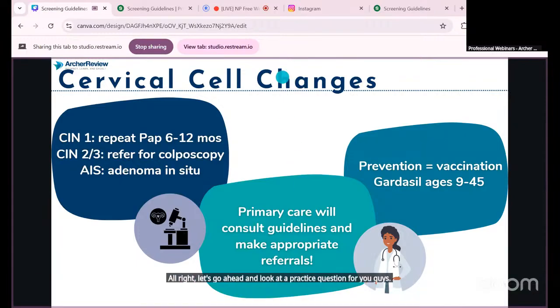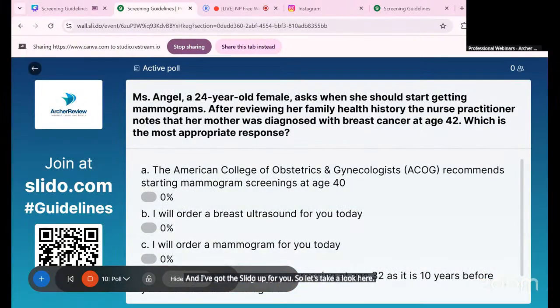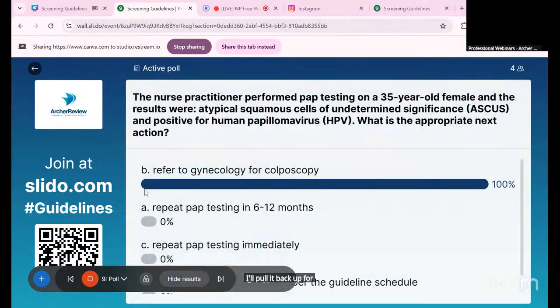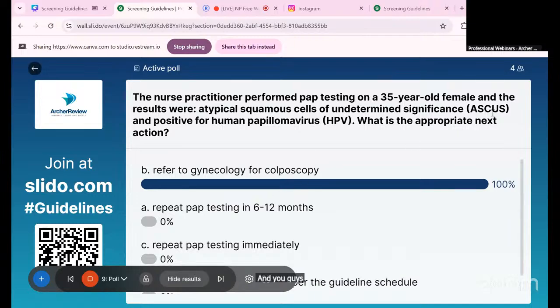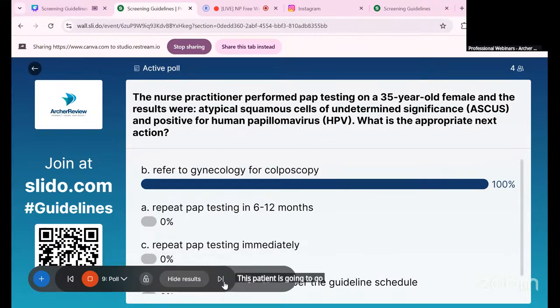And I've got the Slido up for you. So let's take a look here. All right, so y'all did a great job with the PAP testing, right? I'll pull it back up for you for just a second. Y'all got it. You're going to refer to gynecology for colposcopy. And you knew exactly, because when we have ASCUS with HPV, like we just talked about, this patient is going to go on and get that colposcopy done.